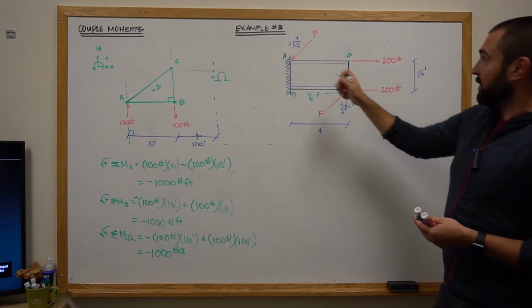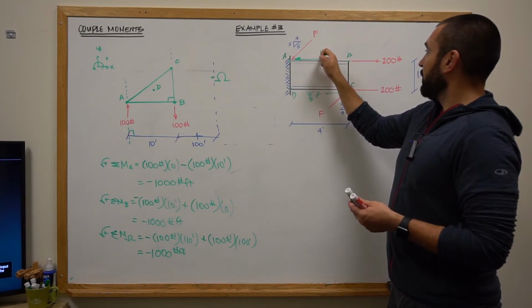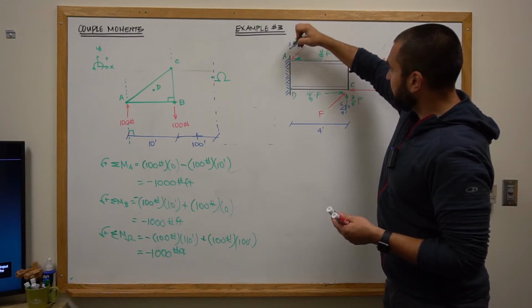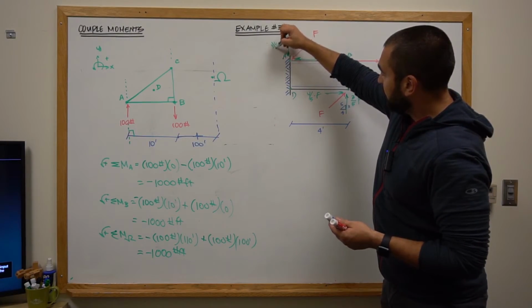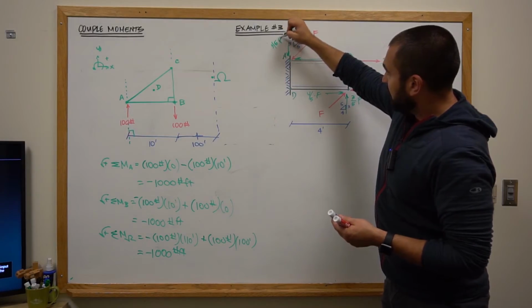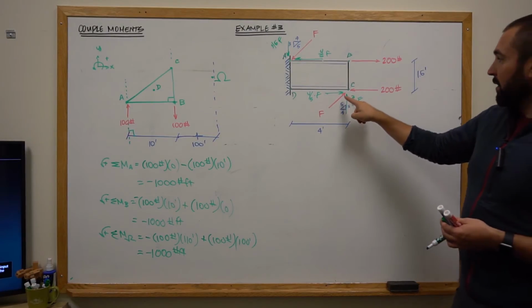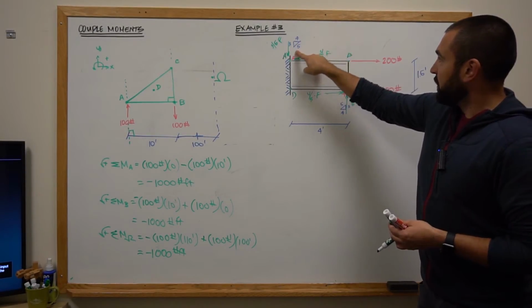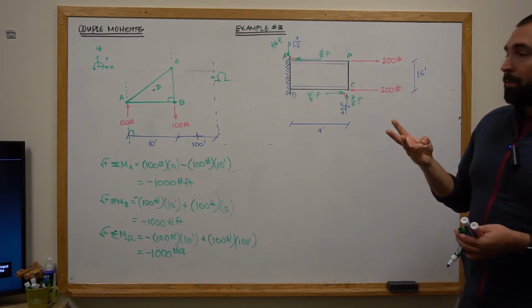Either way would work. I'd still want to have this force up here broken up into a horizontal component, which is 4/5 of F, and a vertical component, which is 3/5 of F. And if I do that, I'll erase this original force vector right here. Now I've basically broken it down into 3 sets of couple moments.